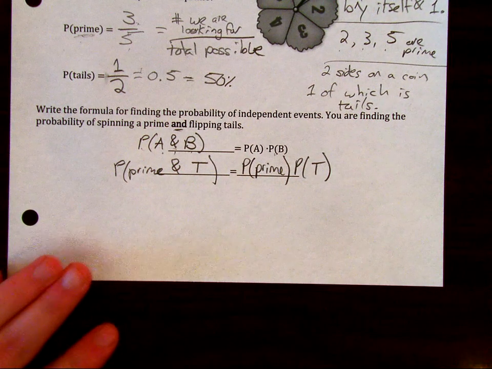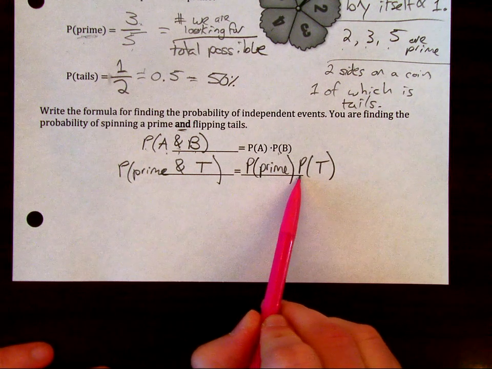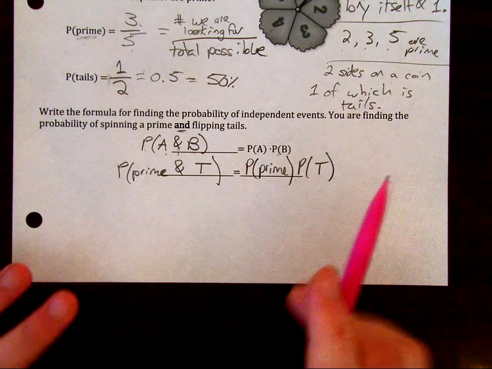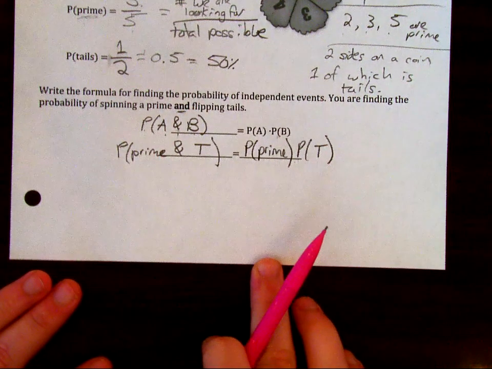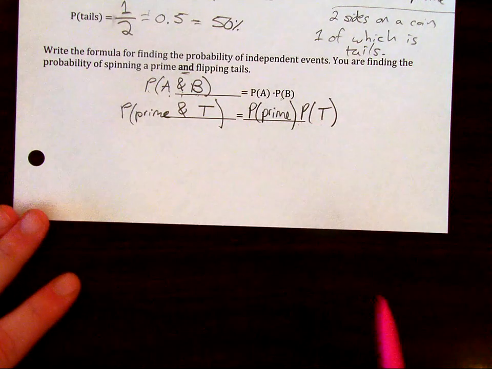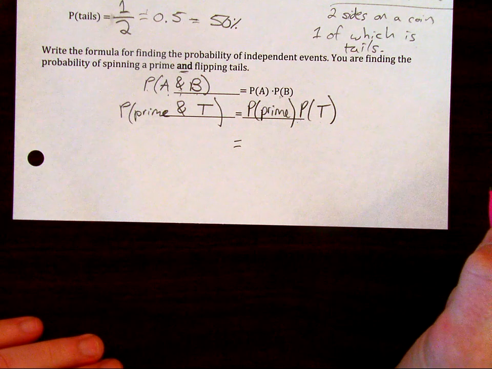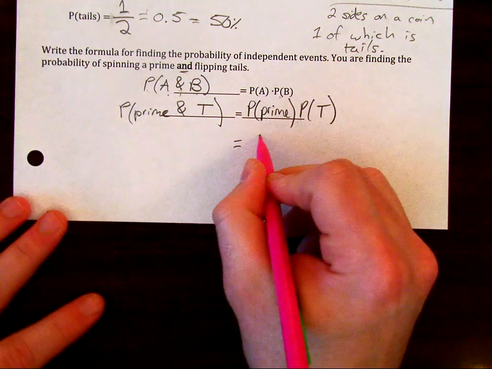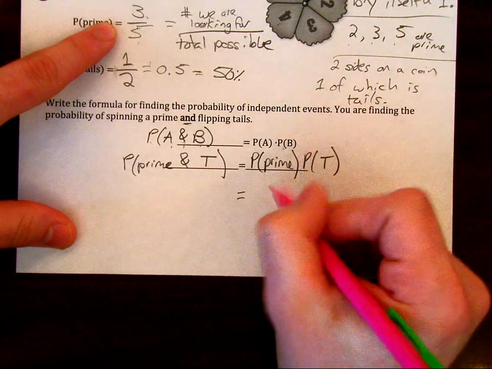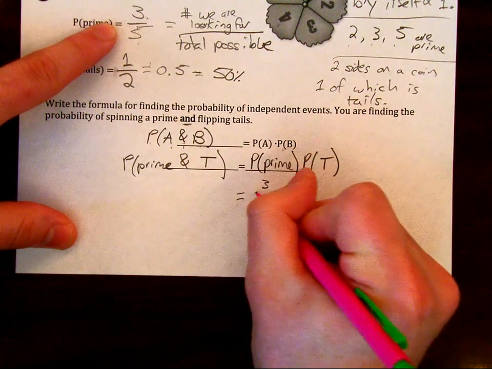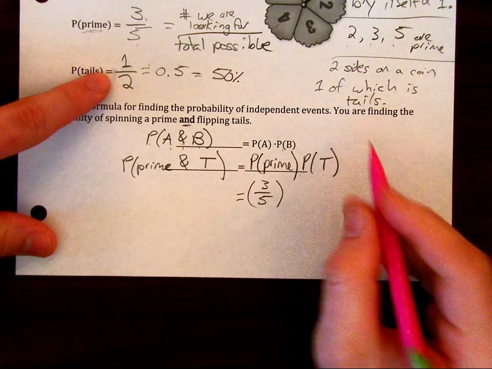So when I'm writing that letter P, what am I saying? Just probability. Okay. So again, it's the probability of the event. Let's figure out what this equals. So we said, what's the probability of a prime number? What's that amount that we set up here? We said it's 3/5, and so we'd write 3/5. What's the probability of a tails? Well, it's 1/2.